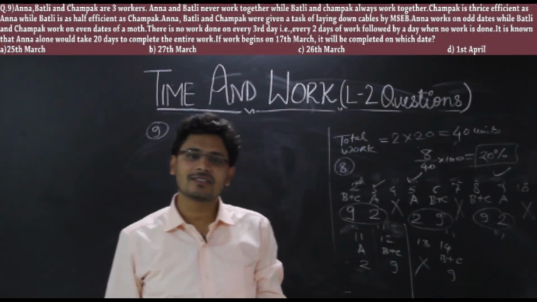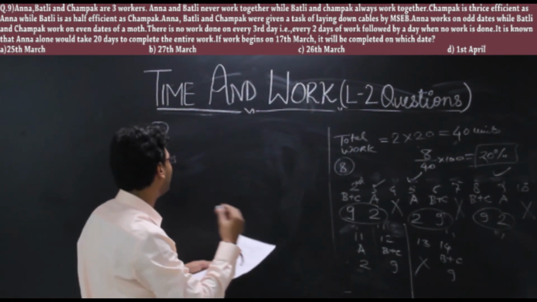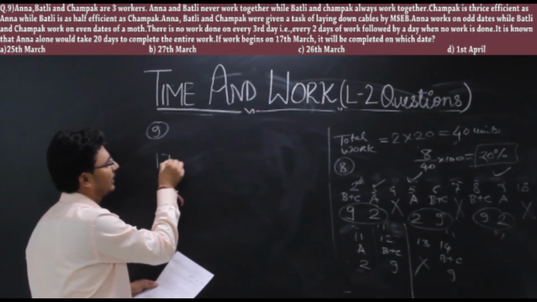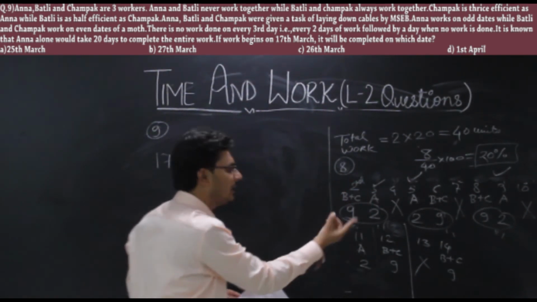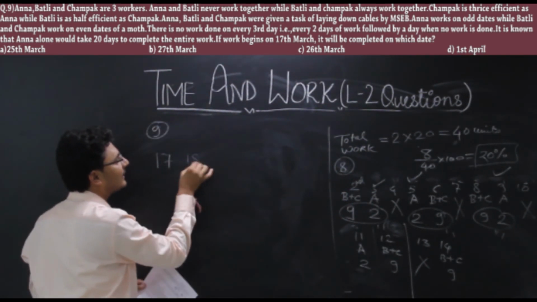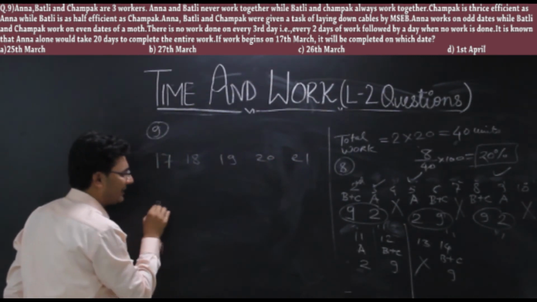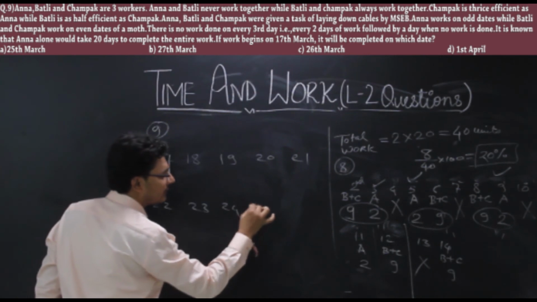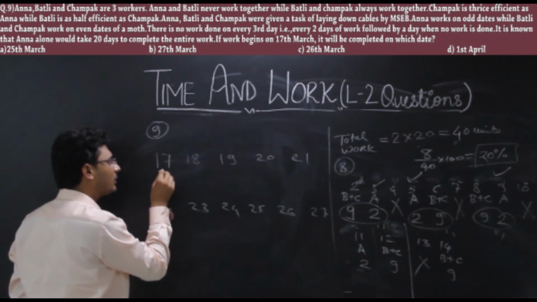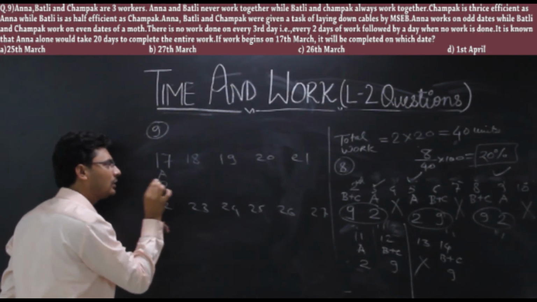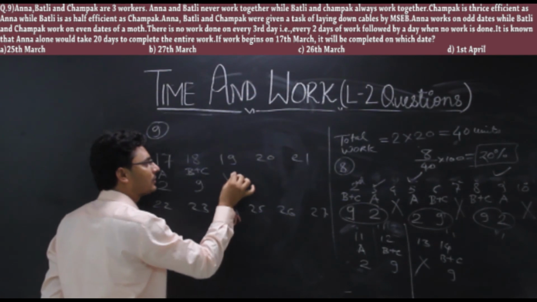Okay, let's start with question number 9, second part of this set. Question number 9 says if work has begun on the 17th March. Look here, here work got started on the 2nd, that is even number, and here it got started on odd. So 17, 18, let me write the dates 20, 21, 22, 23, 24, 25, 26, 27 for example. Now this is an odd date, so here A will work, that is nothing but 2. This is even, so B plus C, he will do 9 units of work, then this is cross.